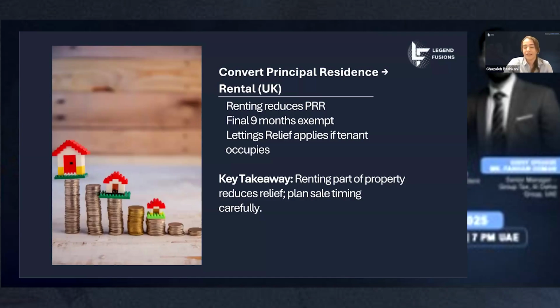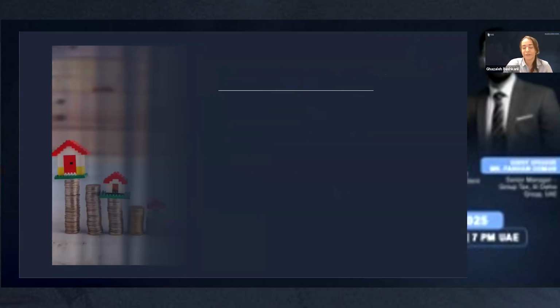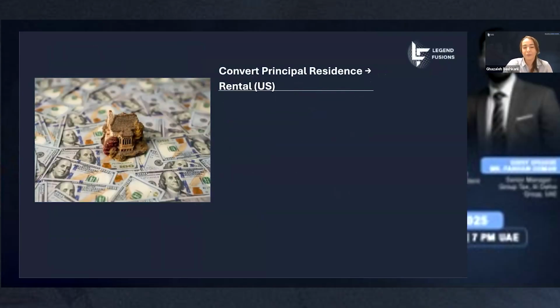Thank you very much. And of course, we cannot leave out the USA from this scenario. So, Jeffrey, a question for you now. Could you walk us through the capital gains tax rules if a primary residence in the USA is first converted into a rental property before it's sold?